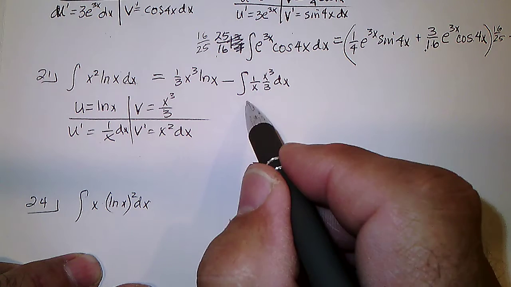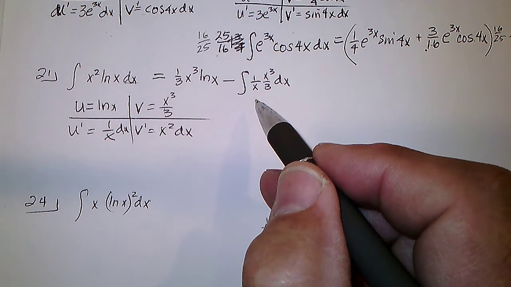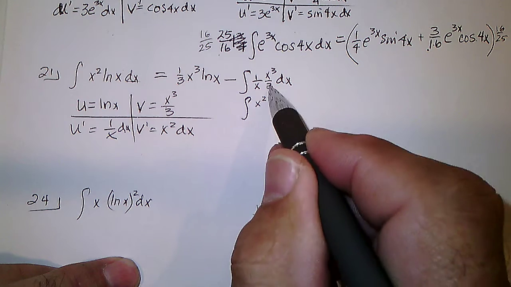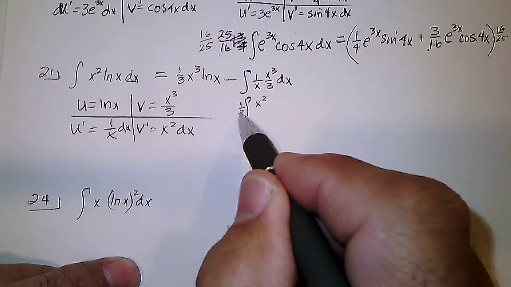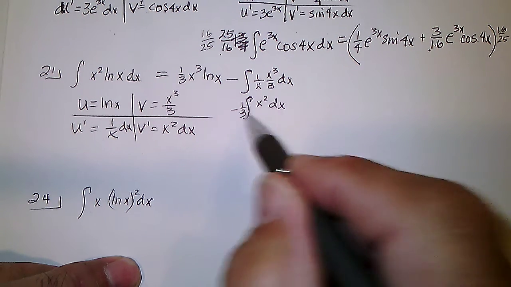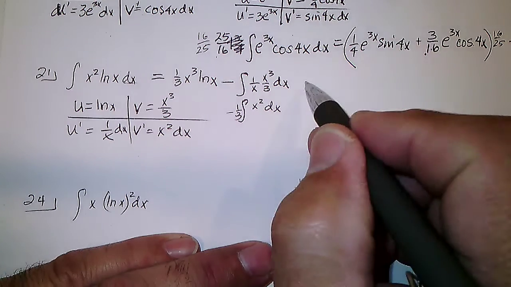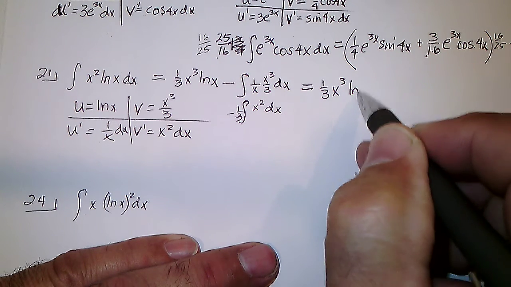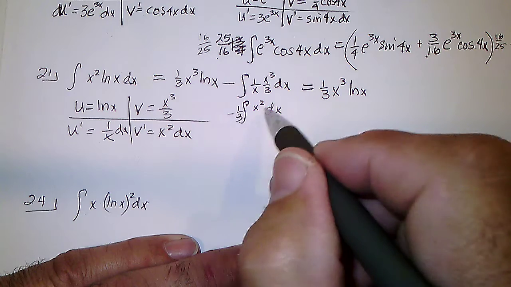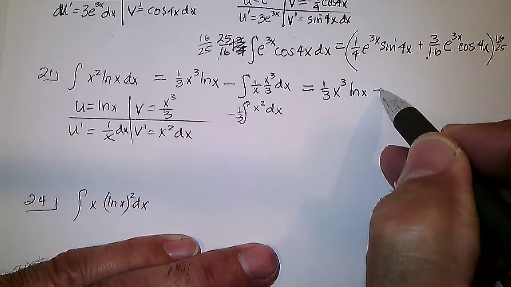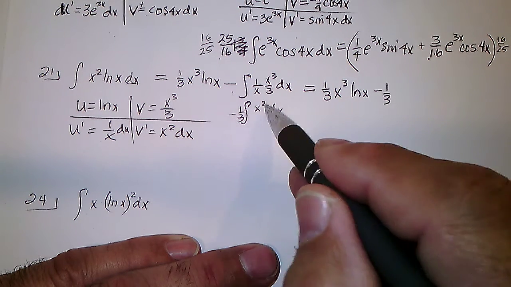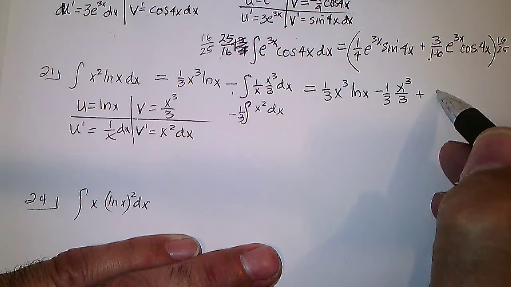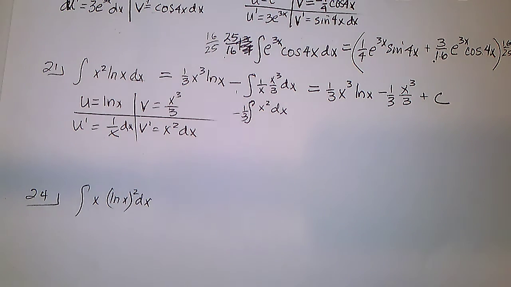And this reduces to just the integral of, the x cancels one of those, x squared, and 1/3 comes out. Dx, that's pretty easy to integrate, so we will be able to finish this up. We'll have 1/3 x to the third ln x. So this will be minus 1/3. Integral of that is x to the 3 over 3 plus c. So we get minus 1/9 x to the third.